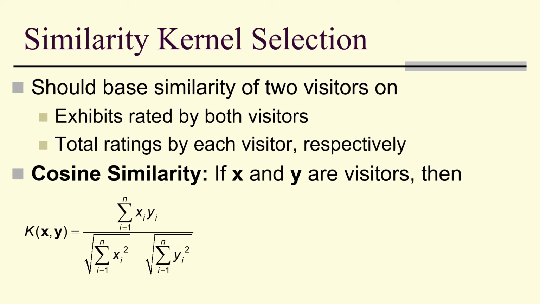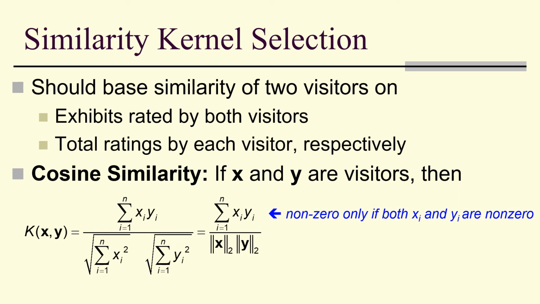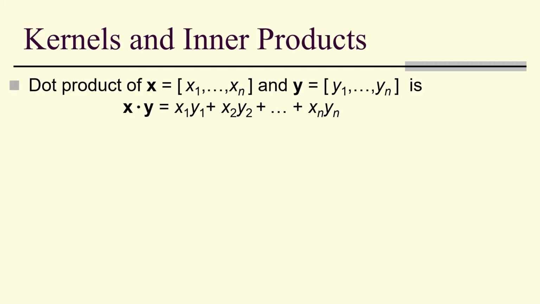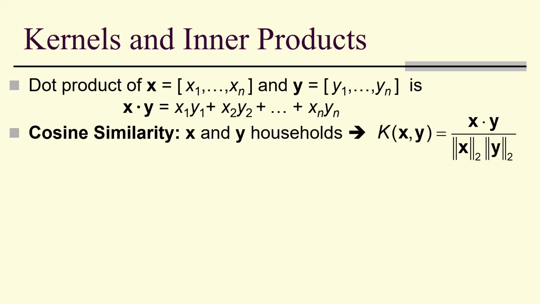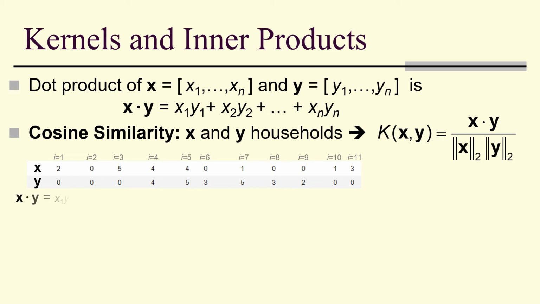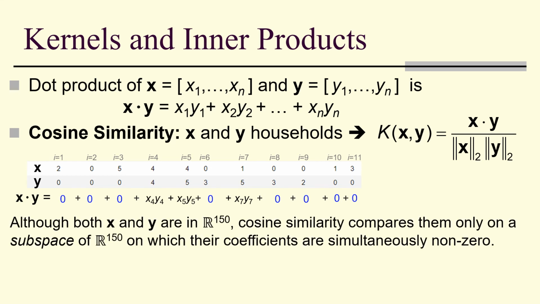Notice this sum of products, which we use to define the cosine similarity kernel. Those products are non-zero only if both xi and yi are non-zero. So again, here's the dot product. We've seen that before: cosine similarity defined in terms of the dot product. And if we had actual data, so this is visitor X and visitor Y, and here are their ratings, then the dot product is only going to include the terms where both visitors have rated that exhibit.